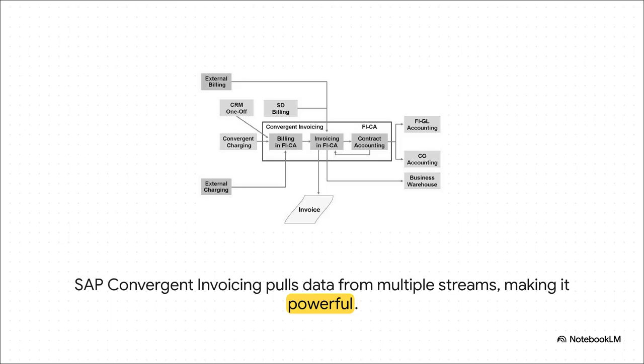To really get what's at stake here, you first have to appreciate just how tangled this can get. What you're looking at is SAP's Convergent Invoicing, and it's basically the central hub, right? It's pulling in data from everywhere: external billing systems, your CRM, convergent charging, you name it. It's incredibly powerful, for sure. But man, with all those moving parts, it's also a place where a lot can go wrong.